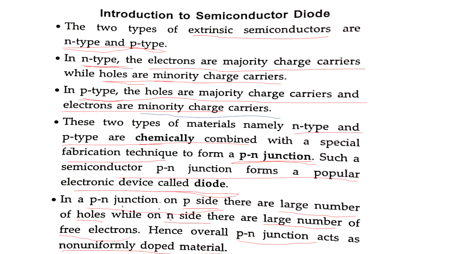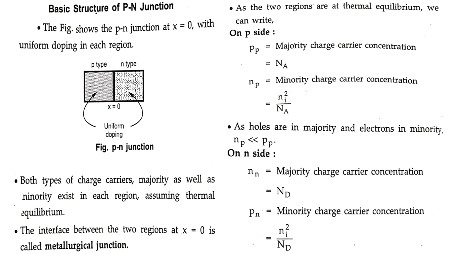In a P-N junction, in P-type there are a large number of holes and in N-type there are a large number of electrons. So there will be a concentration gradient, or a non-uniform doping, in the P-N junction. So the P-N junction can also be called a non-uniformly doped material. Now let me discuss the basic structure of the P-N junction.